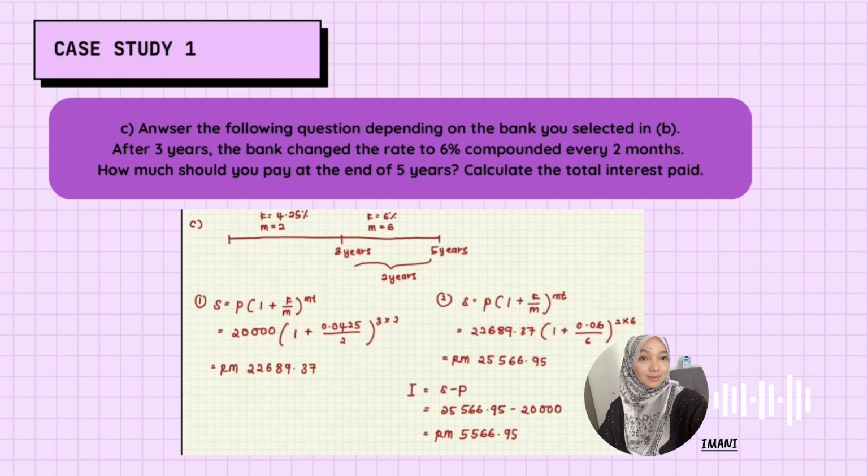So, as you can see here, we use the same formula as A and B, whereas we use the formula for future value. P is 20,000 and multiply in bracket with 1 plus 0.0425 over 2, where 2 is m, compounded every 2 months. And exponent with 3 times 2, so the answer will be RM 20,689 ringgit 37 cents.